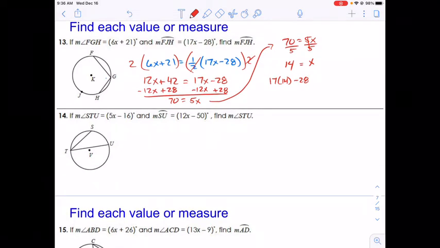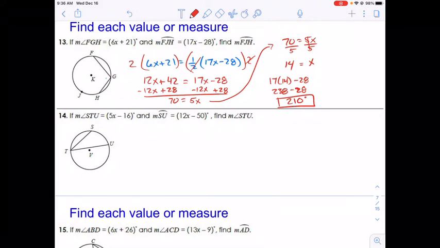And when we do that, we're going to get 238 minus 28, which will give us 210. So 210 degrees is our answer. All right, look at the next one here.